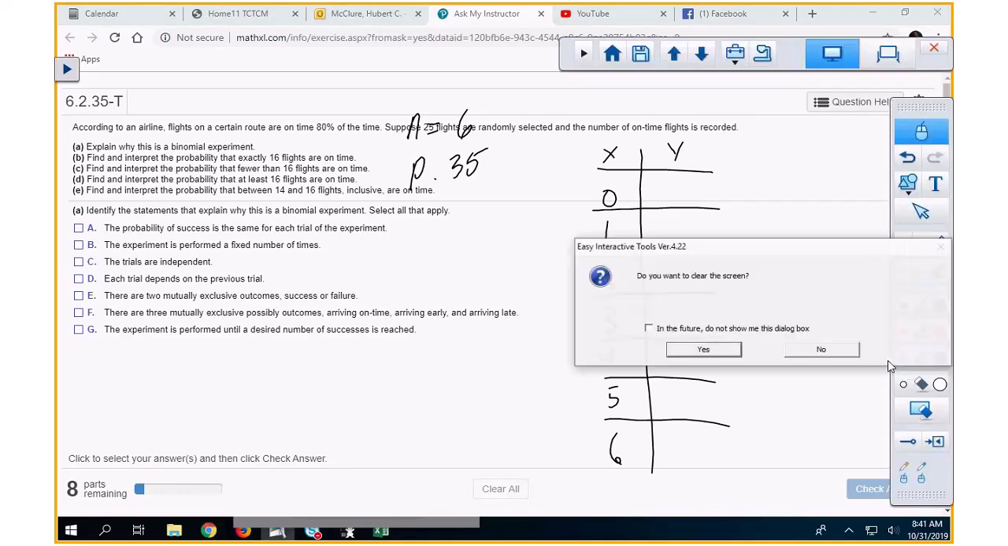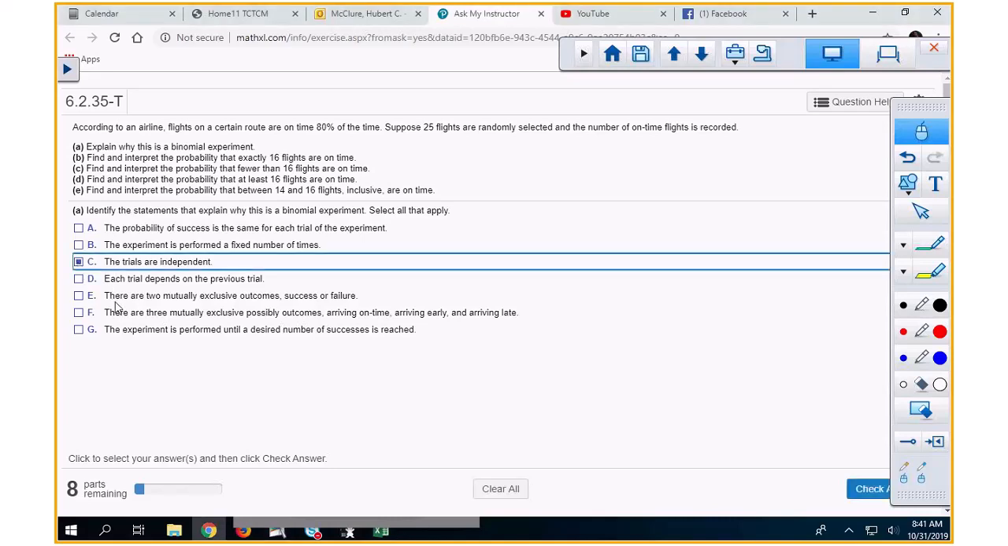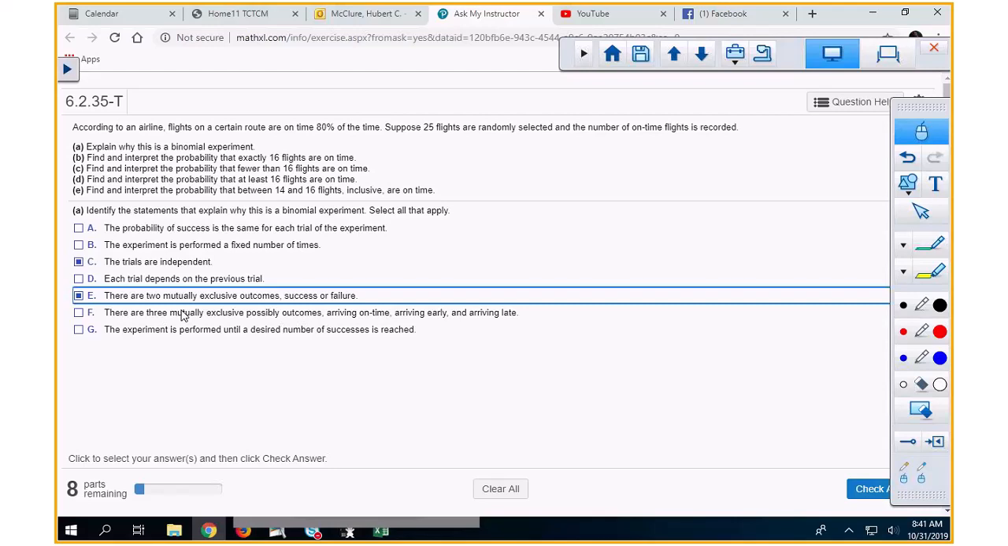And first of all, it is a binomial distribution. The trials are independent. Each trial, let's see, there are two mutually exclusive outcomes. Either you're late or you're not.